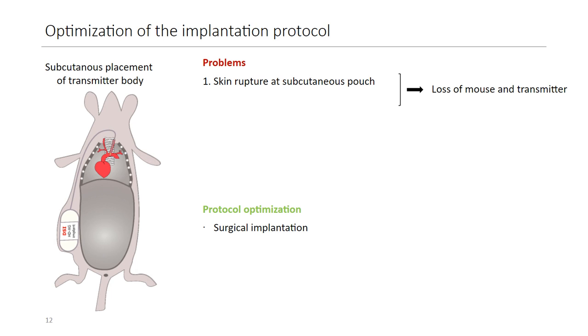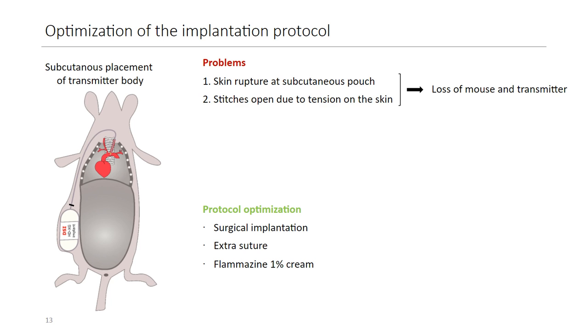So then when the glucose sensor is in place, we also added an extra suture to hold the transmitter body in place. And we use flamazine cream to keep the skin moist and to prevent skin rupture.